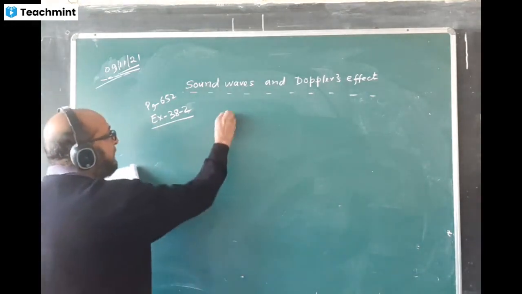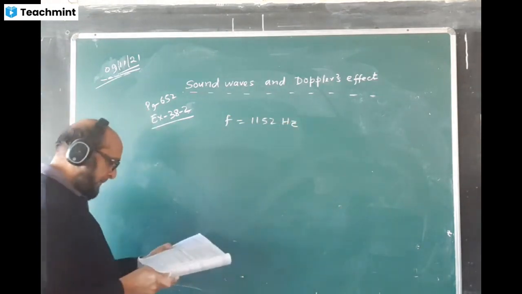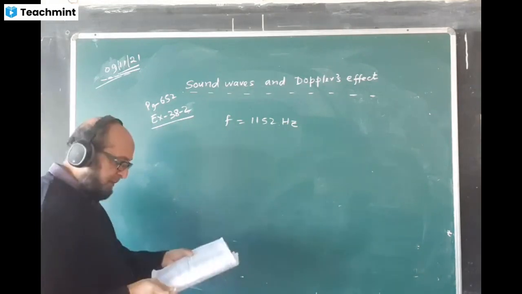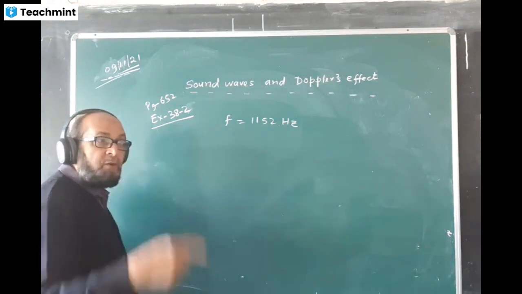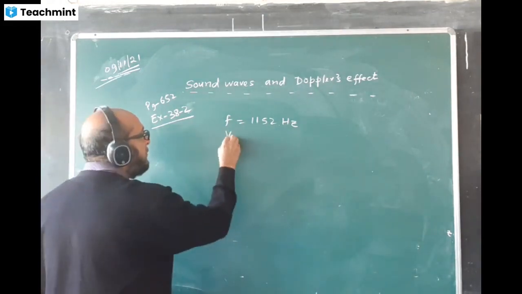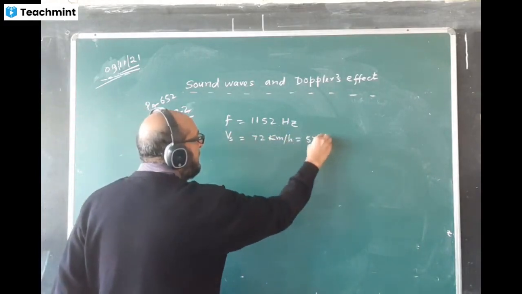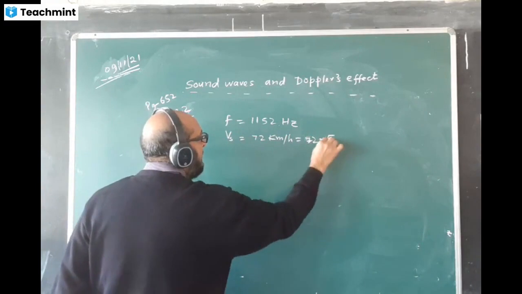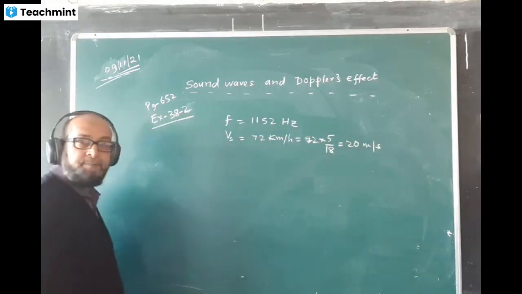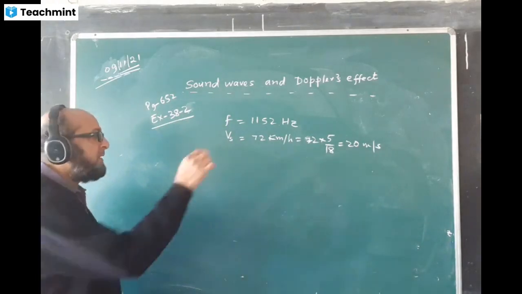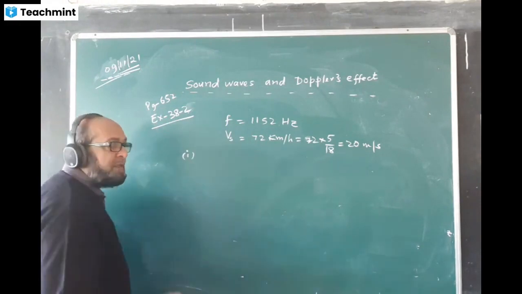Let us write the information. The actual frequency of the sound is given, 1152 hertz. The train is the source of sound, and the velocity of the source is given as 72 kilometers per hour. It will change into meters per second: 72 into 5 by 18, the answer will come 20 meters per second. The observer is at rest. We are doing case 1, when the train is approaching the observer.